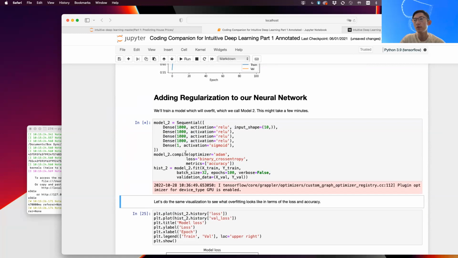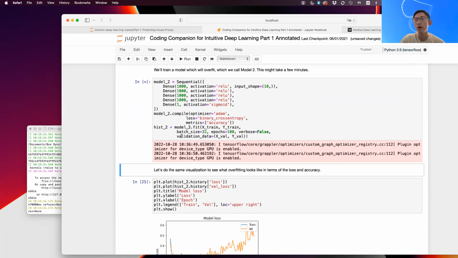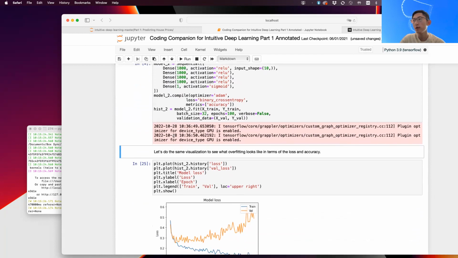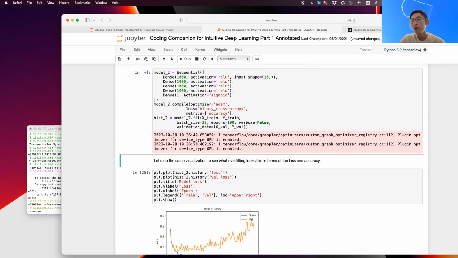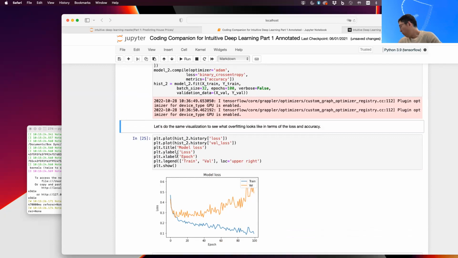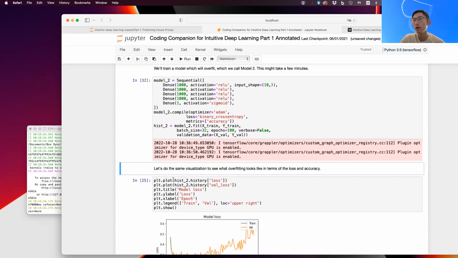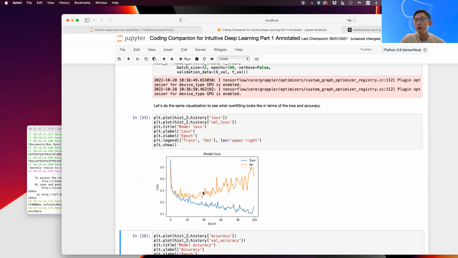So let's run this model. Because the model is larger, it takes longer to run, but it should take a couple of minutes. This is the plot from the previous run I have done, it should be similar. Okay, we are done with this one. So let's see. Yes, you get a similar pattern. This is a typical overfitting.